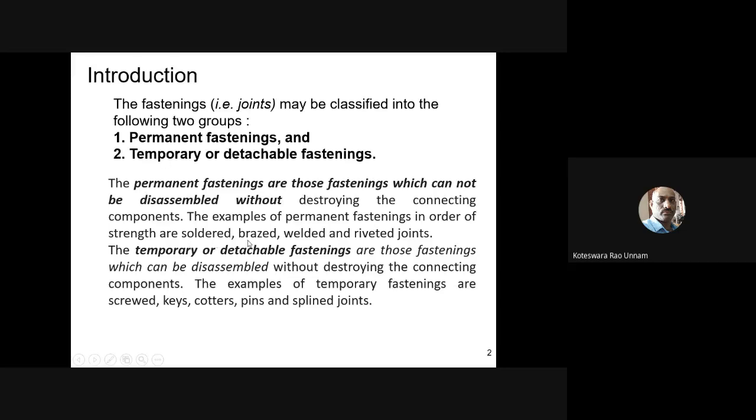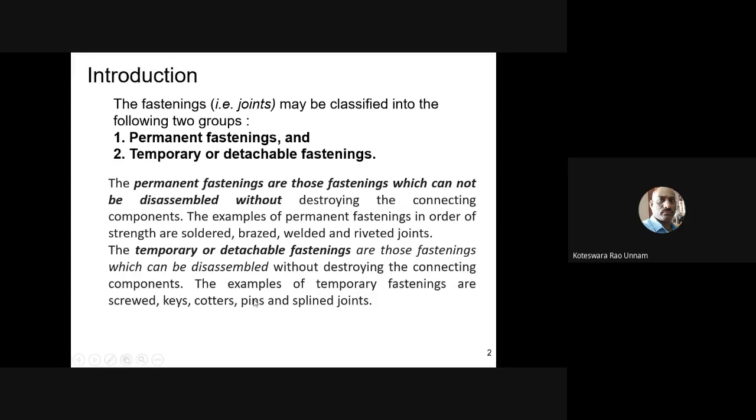That is shoulder joint or braided joint or welded joints or riveted joints. Then come the temporary joints or detachable fastenings, which are those fastenings that can be disassembled without destroying the connecting components. The examples of temporary fastenings are screw joints, that is nothing but your bolted connections, keys, cutters, pin and spline joints. So all these come under temporary joints.